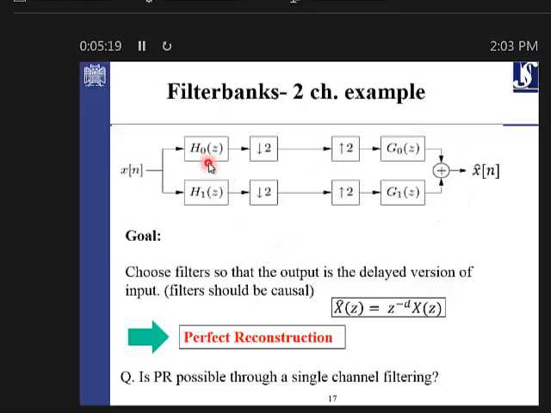But the point is that these filters actually are not completely the inverse. So these H0 and G0, H1 and G1, how should they be designed? What are the conditions for designing these filters? That's the story of the filter bank.